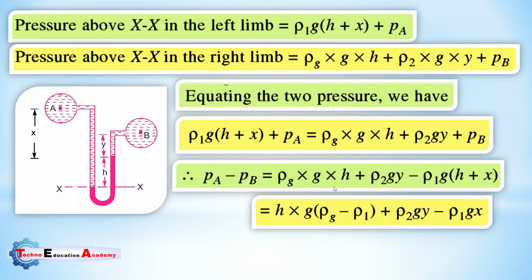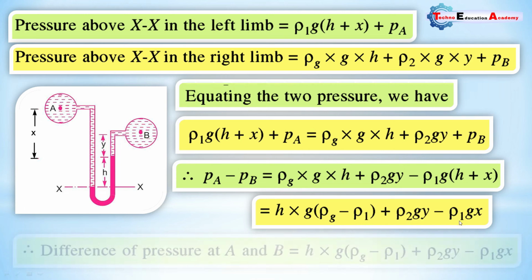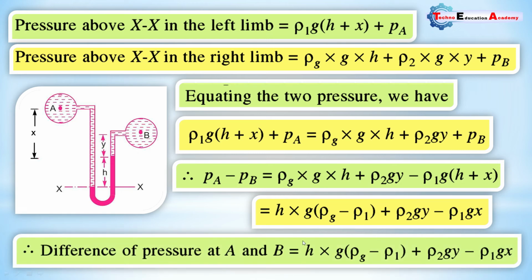Now we will simplify the equation. Here you can see that this term is separately multiplied with this term and this term, h into g. Further we simplify this equation. Here you can see that the h g term is common in this term and this term, so keep it outside. So it equals h into g, (rho g minus rho 1), plus rho 2 g y minus rho 1 g x. So the difference of pressure at A and B equals h into g in bracket (rho g minus rho 1), plus rho 2 g y minus rho 1 g x. By using this equation, you can measure the difference of pressure for A and B whenever there is an elevation difference, or we can say the level of the pipe is at a different level.